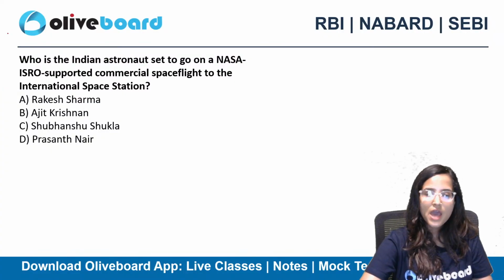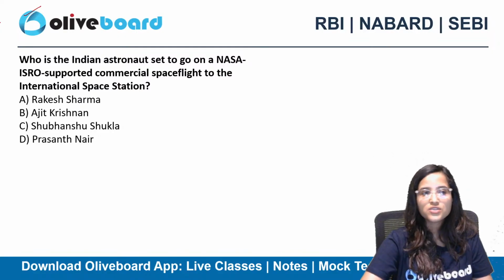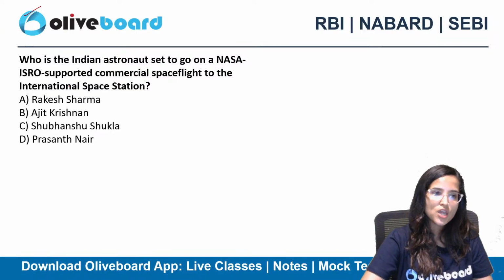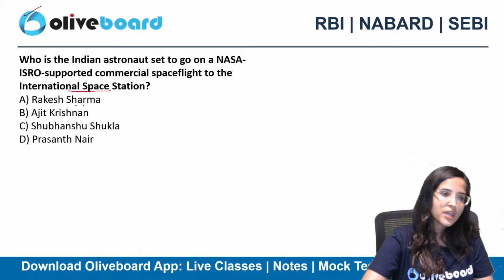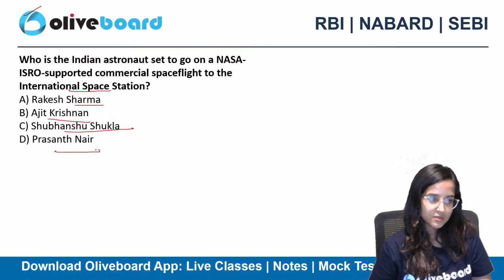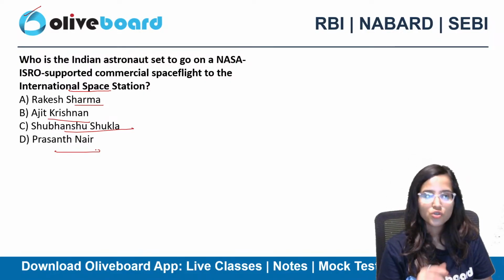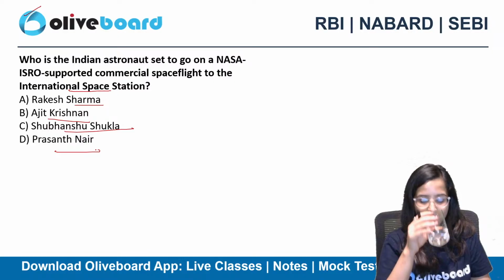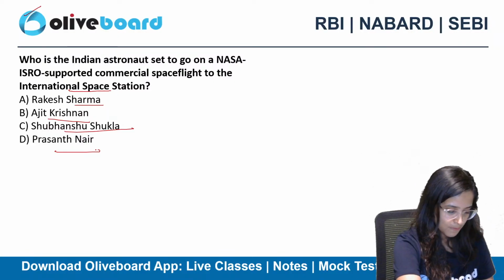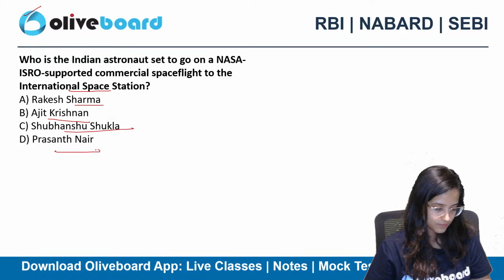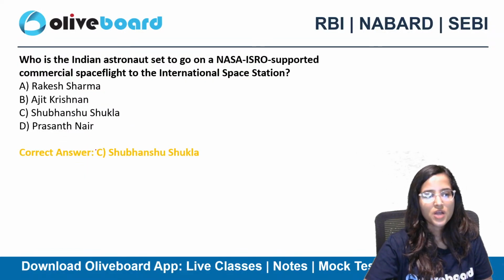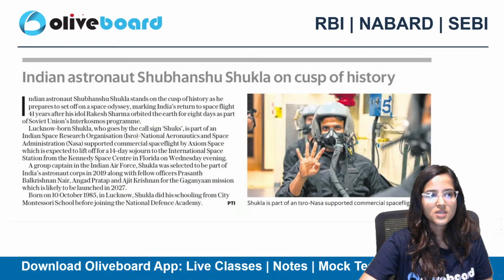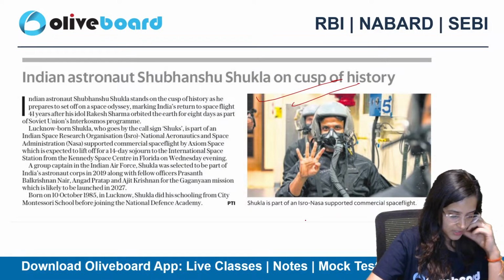Who is the Indian astronaut set to go on a NASA ISRO supported commercial space flight to the International Space Station? Rakesh Sharma, Ajit Krishnan, Shubhanshu Shukla, or Prasant Nair? You should know this. This was in news many times. Very good, Shubhanshu Shukla. Exactly. Okay? So you can see here Indian astronaut Shubhanshu Shukla on cusp of history. Okay? So this is what this article is about.